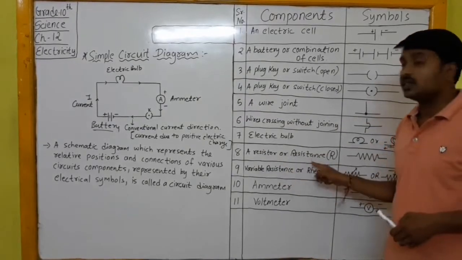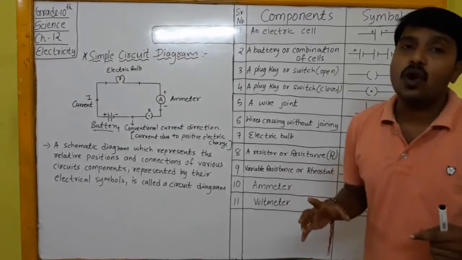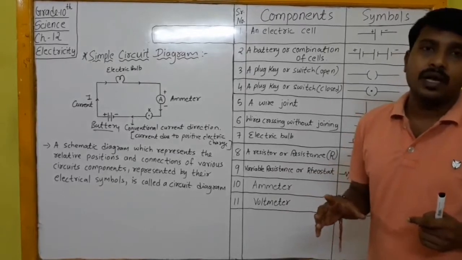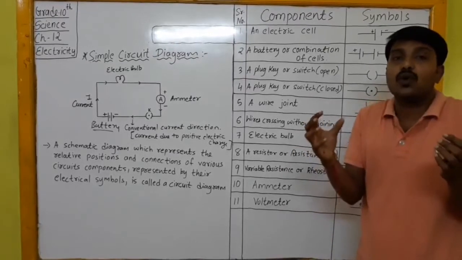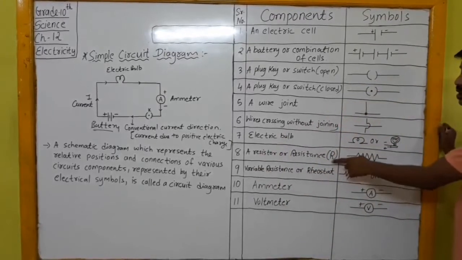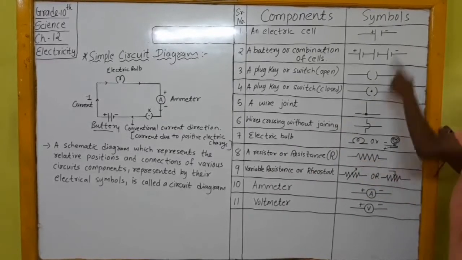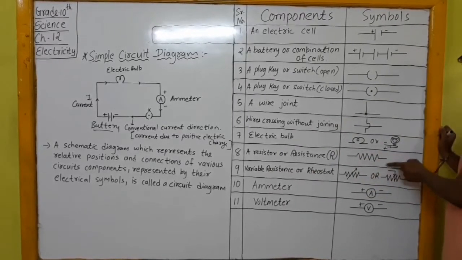A resistor or resistance. Resistance is that component which controls the flow of electric current in the circuit. Whenever you want to control the flow of electric current in the circuit, resistance is needed. So that resistance is symbolized by capital R, and its circuit symbol or diagram is like this.